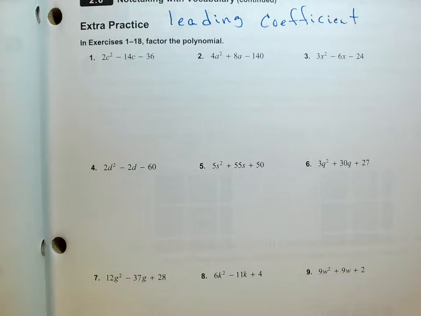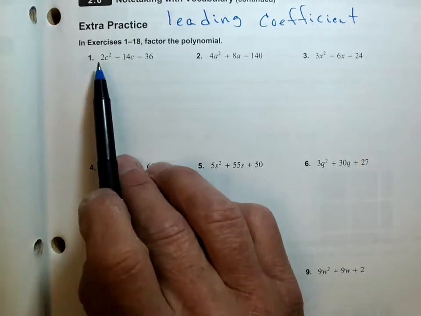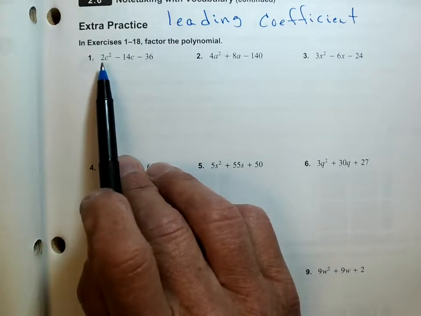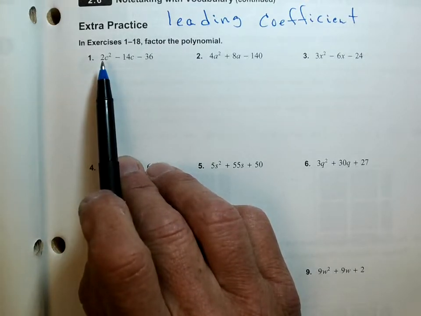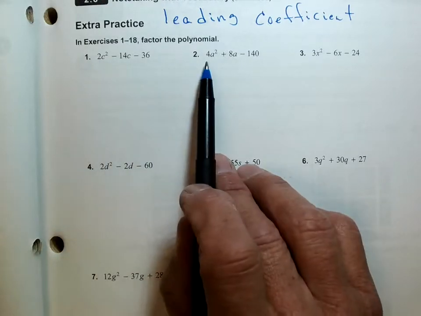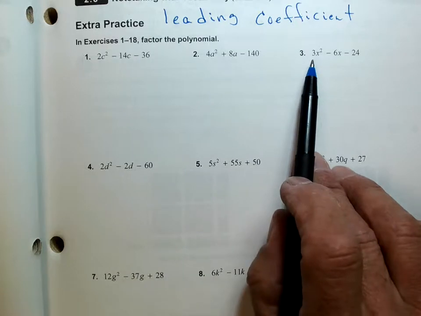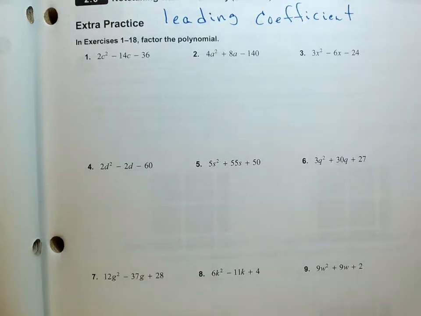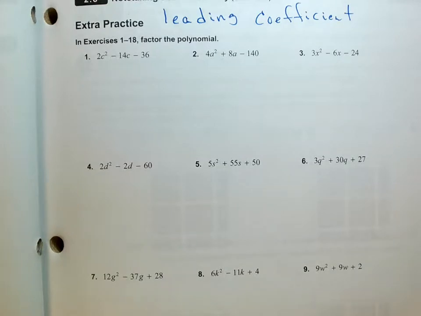Now, we've done a little bit of this already with polynomials, our very last test, right? If there's a number in front of the first term, that's a leading coefficient, okay? So if we have a number in front of the leading coefficient and we need to factor, we want to go back to what we did before we took our quiz.